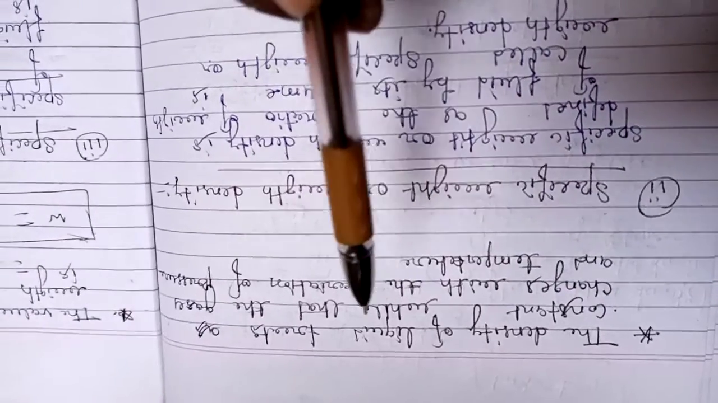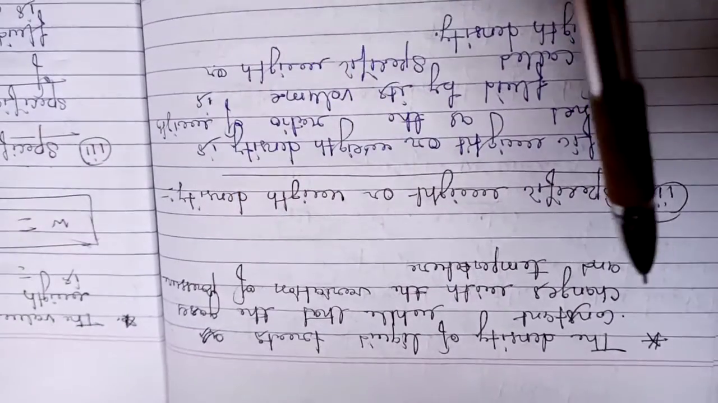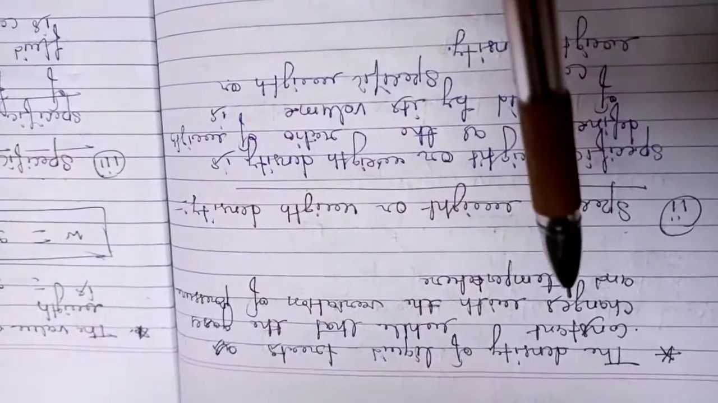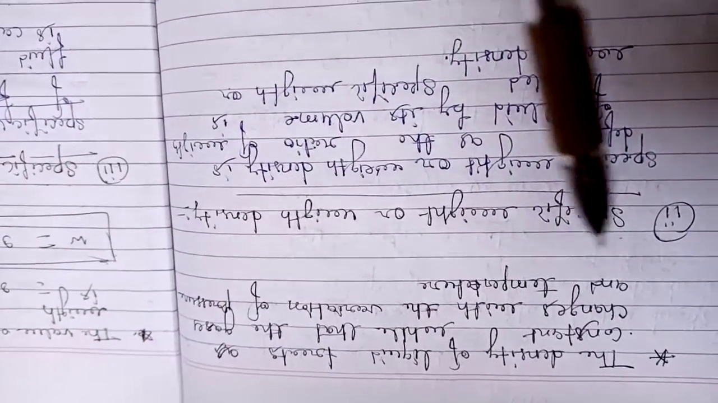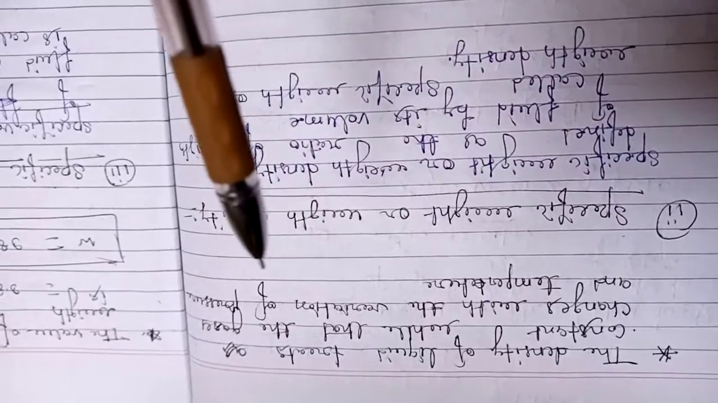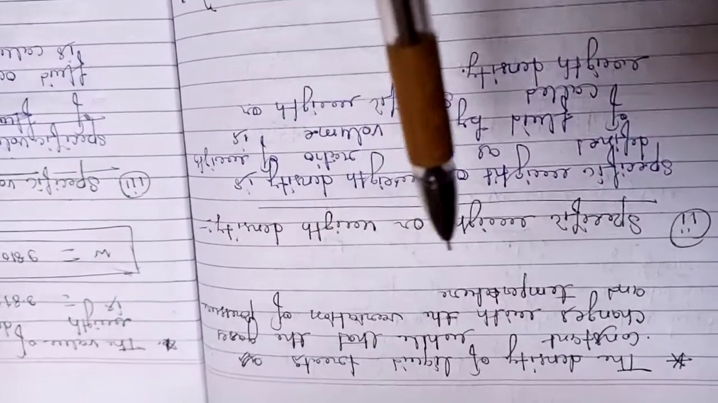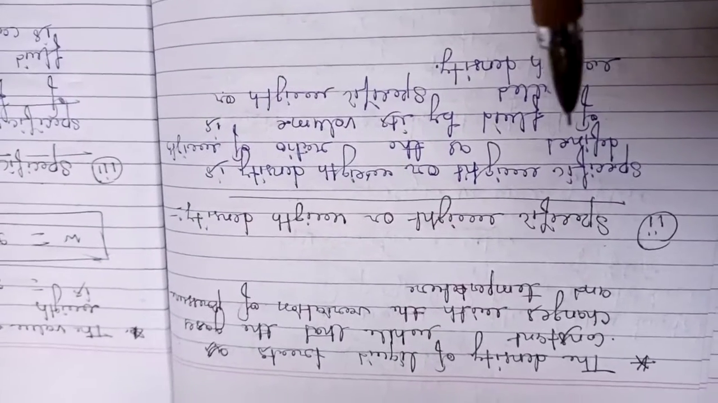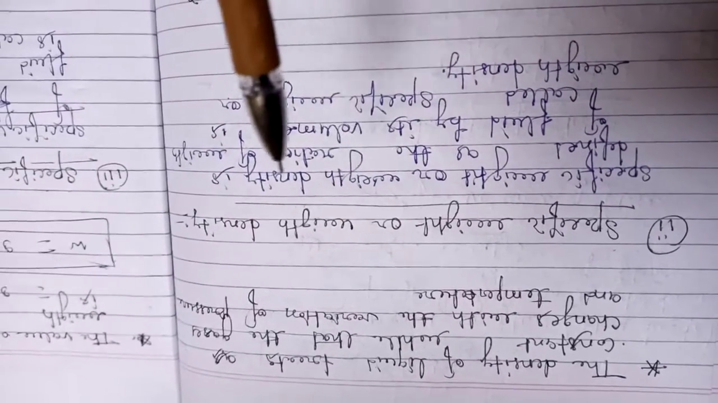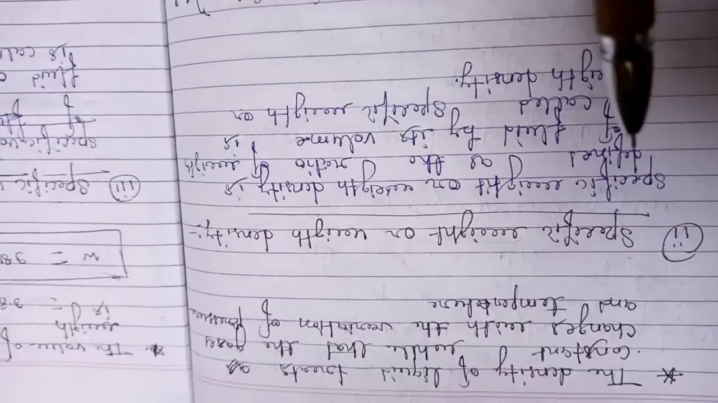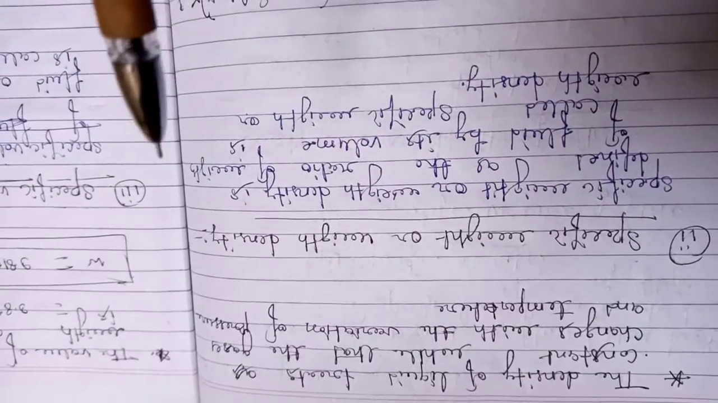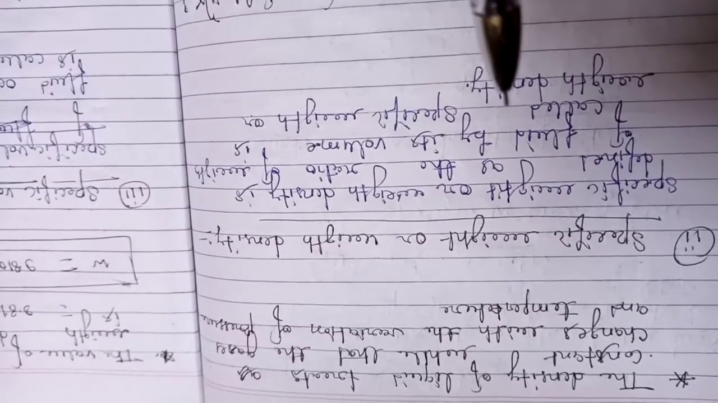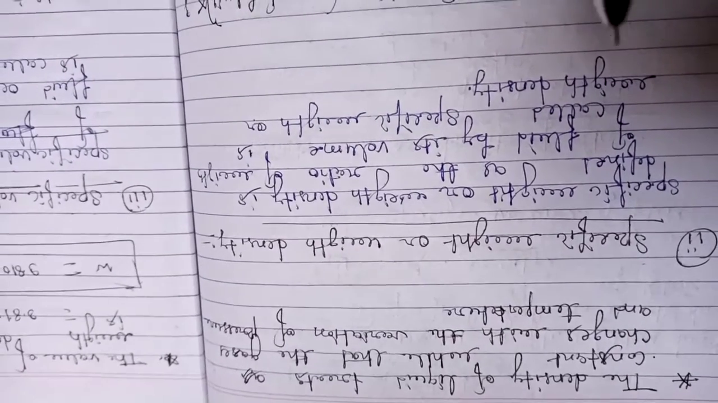The density of a liquid is treated as a constant, while that of gases changes with the variation of pressure and temperature. Specific weight or weight density is defined as the ratio of the weight of a fluid to its volume, and is called specific weight or weight density.